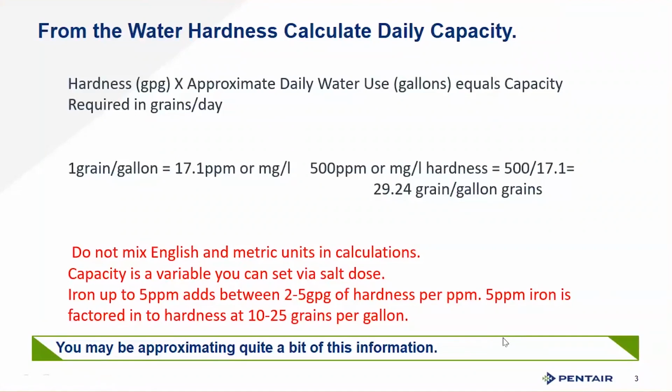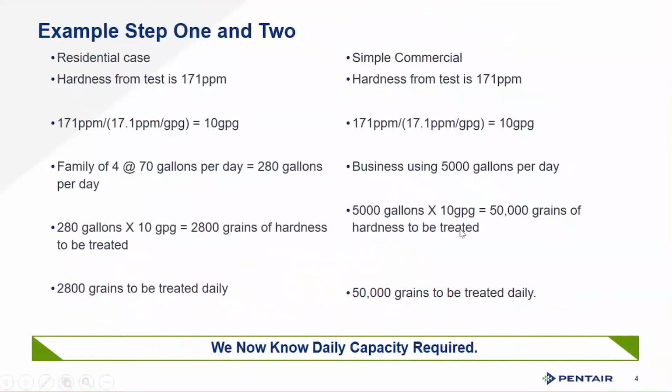So understand, let's just stick with hardness. That's the only thing we're going to deal with today. All right? So we're going to have a residential case and a simple commercial case, single tank systems, just to keep this straightforward. We're going to have a hardness test at 171 ppm. Same water supply, same town. This equates to 10 grains per gallon in both scenarios.